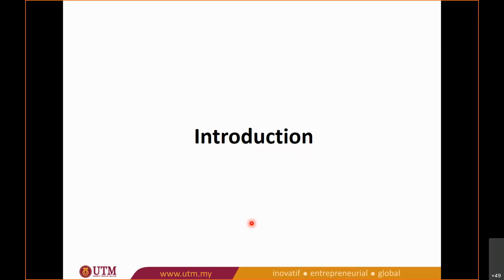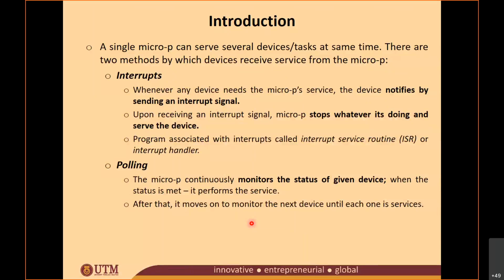So let's look at the introduction of the interrupts. A single microprocessor can serve several devices or tasks at the same time. In this case, we call it multitasking, in which you can do many tasks at the same time. There are two methods by which a device receives service from the microprocessor: either by using interrupts or by using polling.